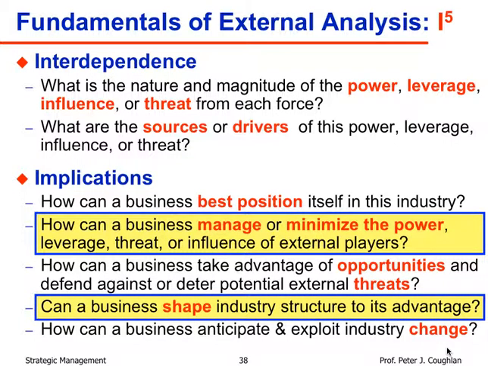Also, just to point out where we actually went over it in class too, here's one of the slides on the fundamentals of external analysis. It went through identification, information, incentives, and this is interdependence and implications. And under implications, notice how I have highlighted here: how can a business manage or minimize the power, leverage, threat, or influence of external players? Or can a business shape industry structure to its advantage? Both of those, the idea being that you can actually influence the external environment and not take it as given or unchangeable or exogenous. Right.